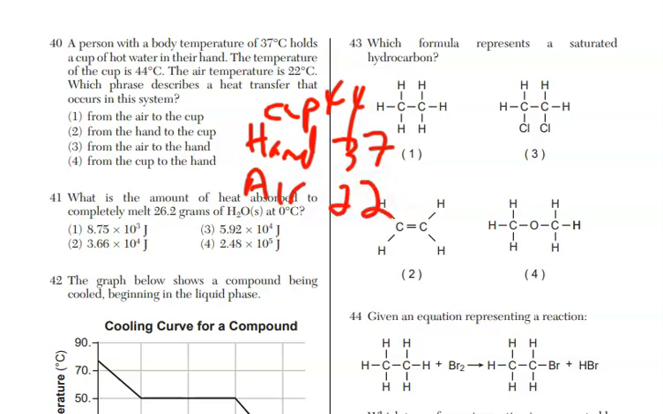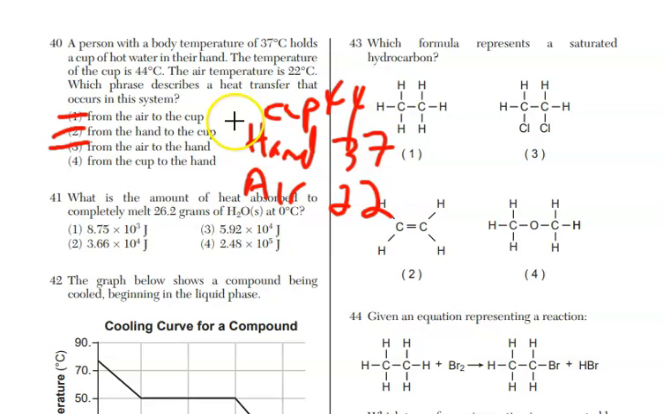Okay, now obviously your hand is surrounding the cup. So it's going from the cup into your hand and the air, right, where your hand isn't touching, and then your hand to the air. Let's see what our choices say. Air to cup. Can't be that. Let's get rid of that. From the hand to the cup. Again, we're going up. From the air to the hand. Nope.